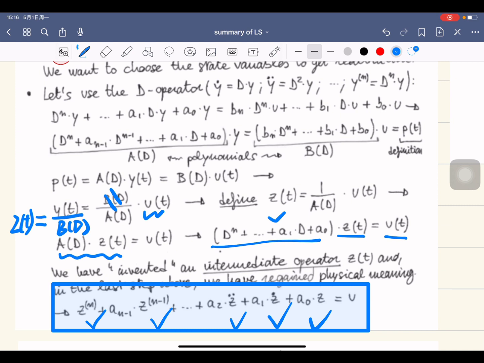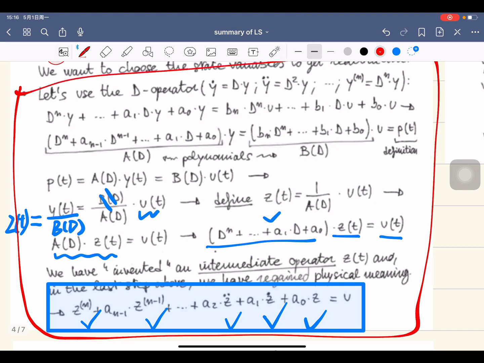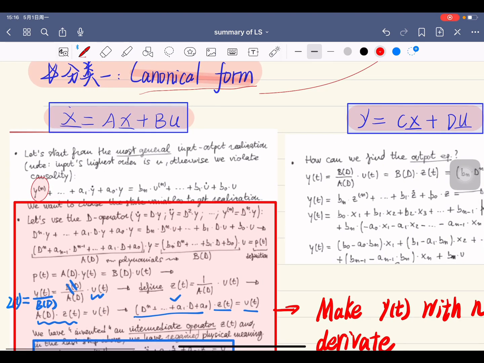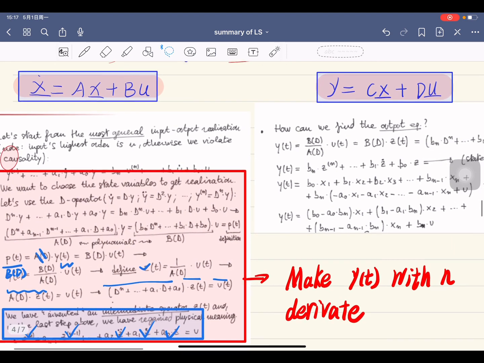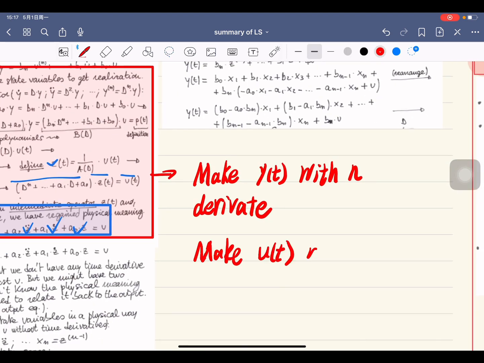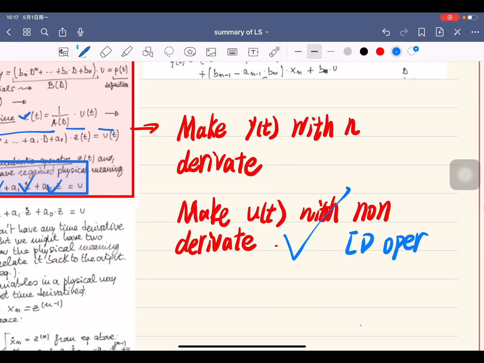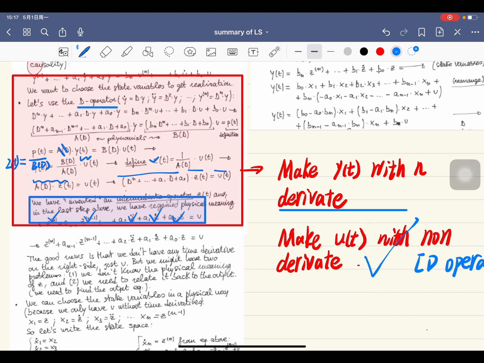So you may be confused about how it gets there. What's the logic of it? You should know what you want to do here, right? The problem you want to solve is to make y(t) with n derivatives and make u(t) with non-derivative. The logic is that first we do the operator method. We achieve this goal using the operator. But this one does not achieve it. So how could we do it? Then we can use the operator back.